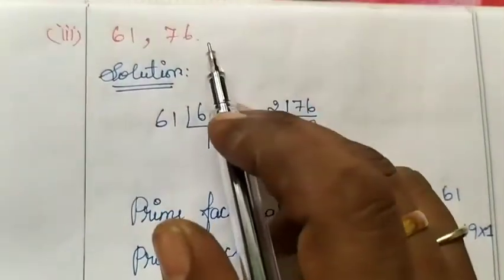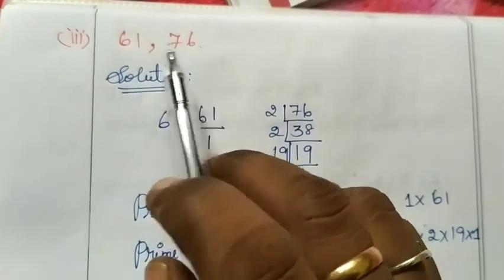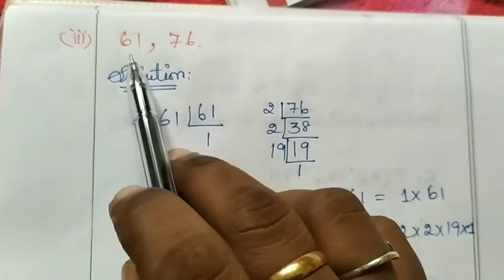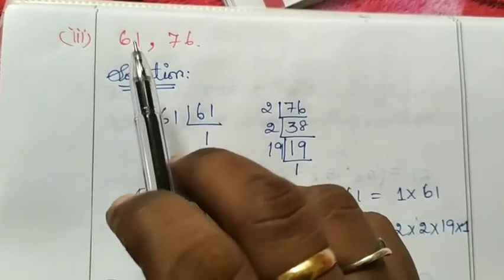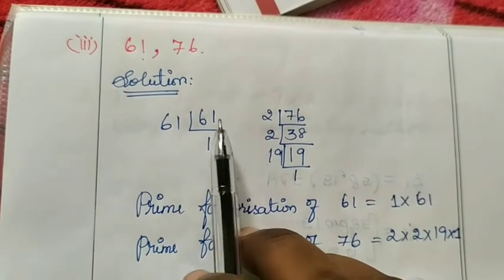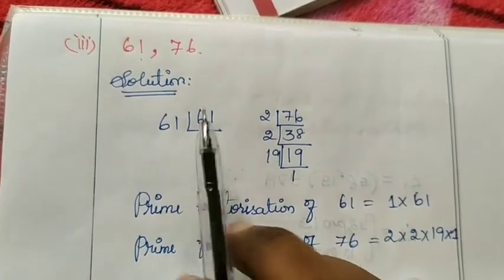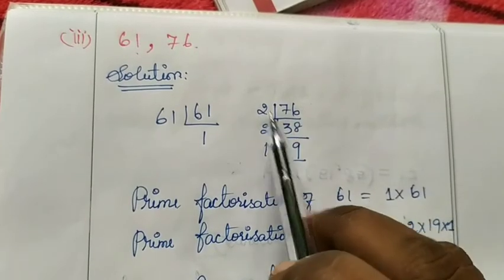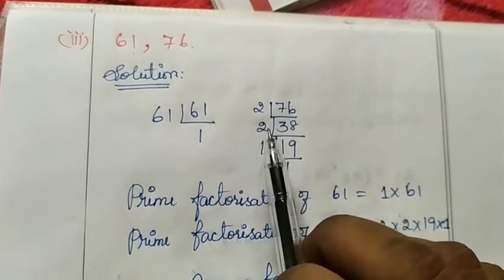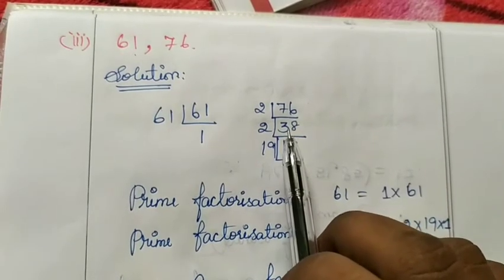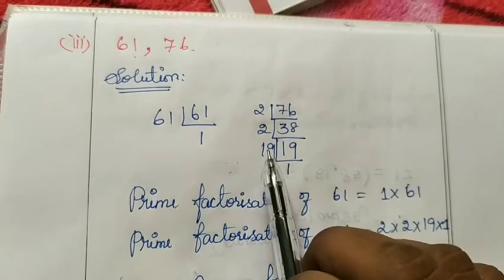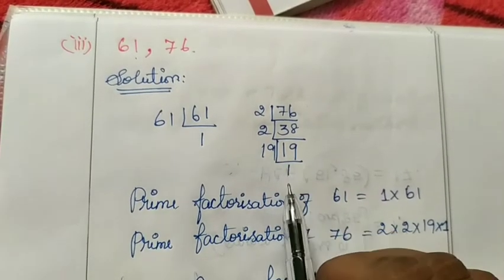Now let's see the third one, 61 comma 76. Here 61 is a prime number, so it only divides in its own table. The 61st table it will divide. So 1 61 is 61. Next, 76 comes in the 2 table, so 38 into 2 we get 76. 38 also divides in the 2 table, so 19 2s are 38. 19 is a prime number, so it comes only in its own table. So 1 19 is 19.